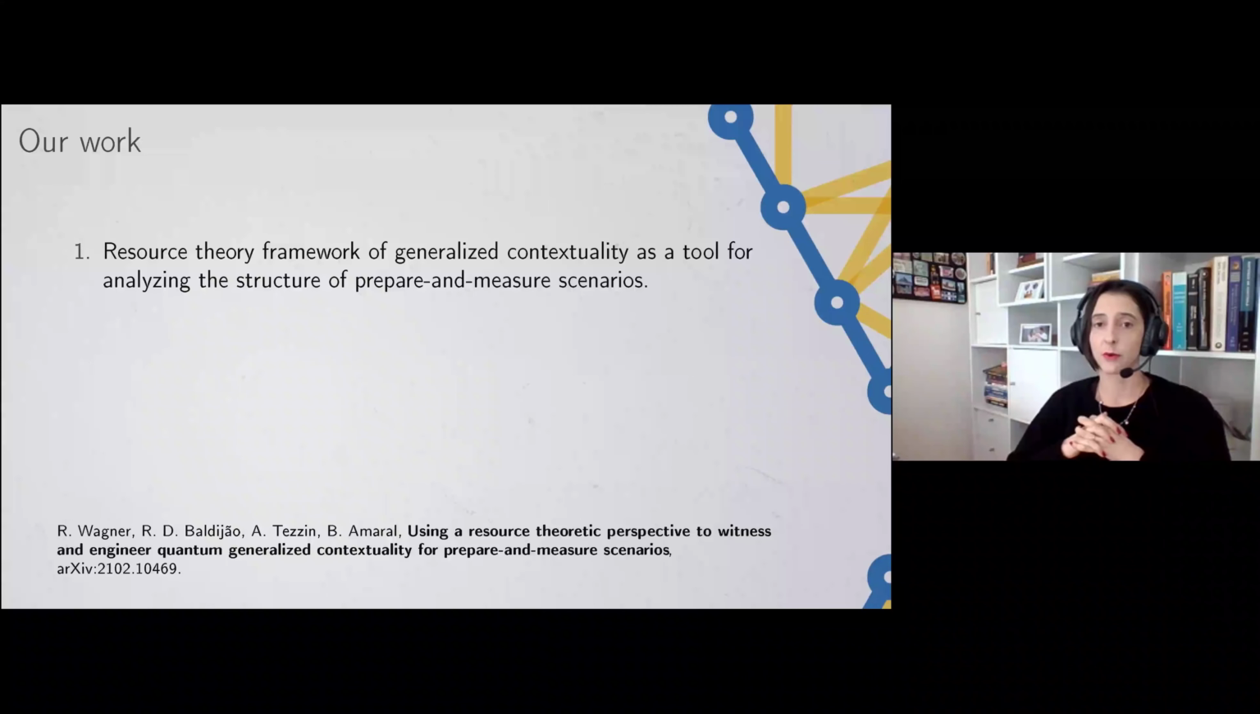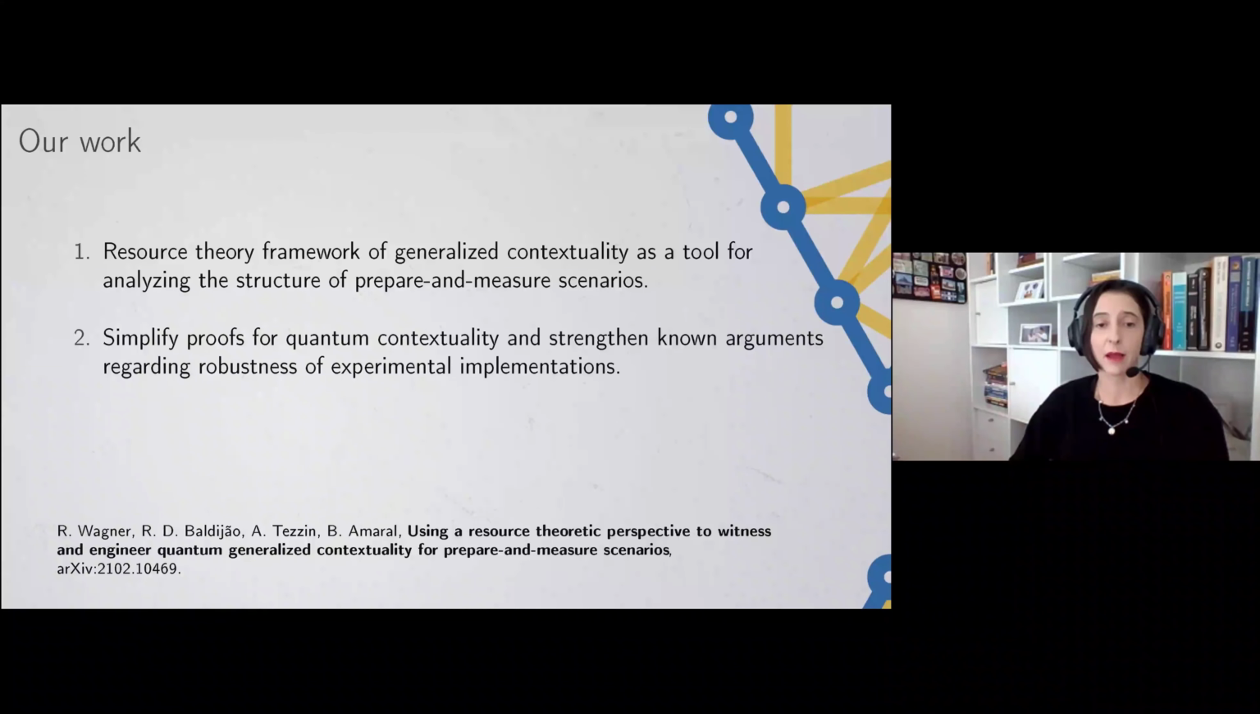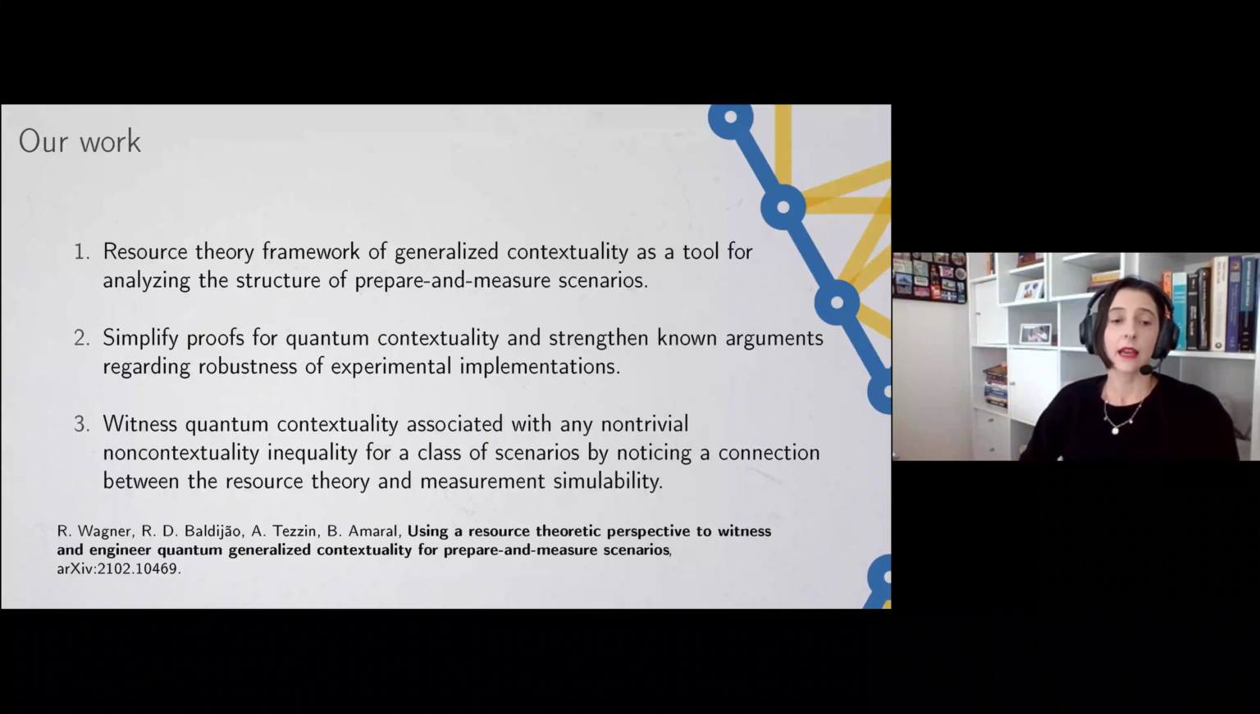So this goes much in the direction of what we discussed yesterday about why would I need to devise sufficient conditions if I have a way of characterizing these sets using linear programming, for example, for the classical set. What we get with this is that we simplify proofs for quantum contextuality, and we also have some other aspects in arguments regarding robustness for experimental implementations. And we can witness quantum contextuality associated to non-trivial inequalities for a class of interesting scenarios using a connection with measurement simulability, and we have a connection with practical applications of this notion of contextuality.